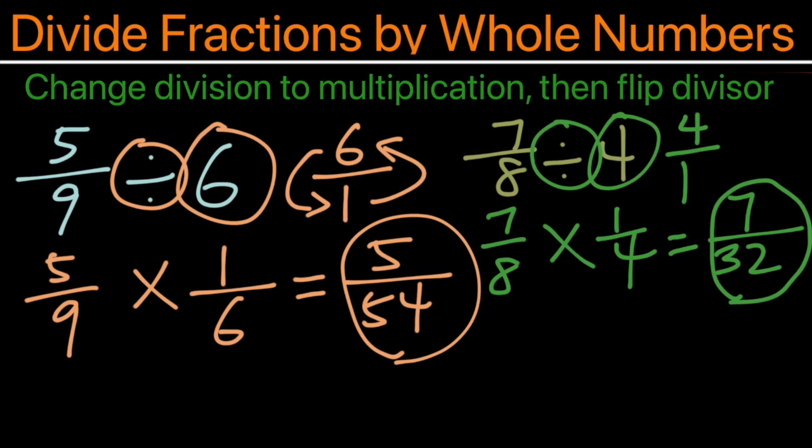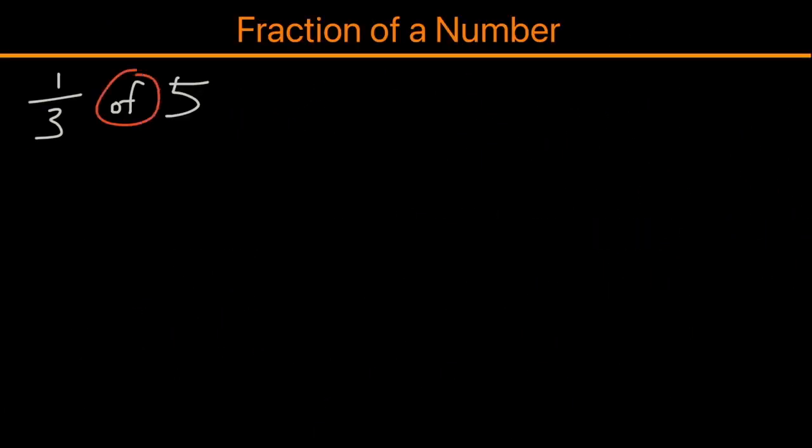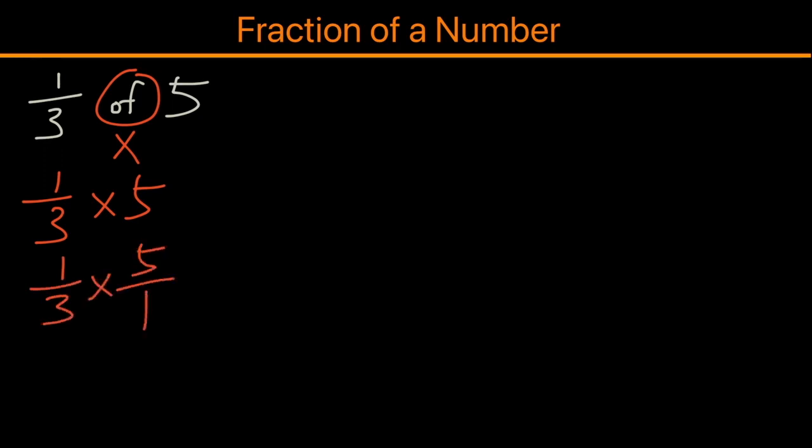So these 4 examples here are how you would divide fractions by whole number. In this video, I'll be going over how to find fraction of a number. From this example, the word of means multiplication. So we could simply rewrite this as 1/3 times 5. When you're multiplying a fraction to a whole number, you want to first convert the whole number to a fraction. So we will rewrite this as 1/3 times 5 over 1.